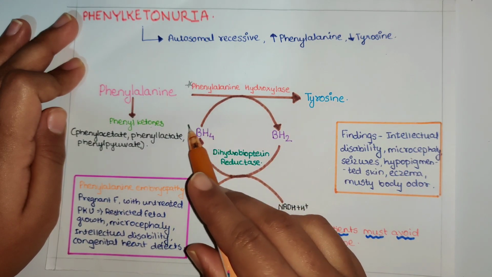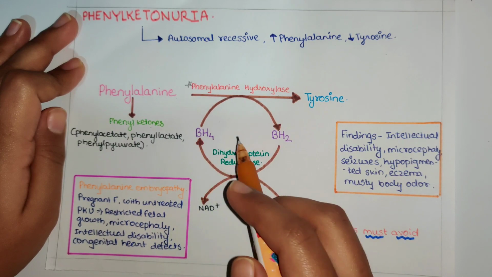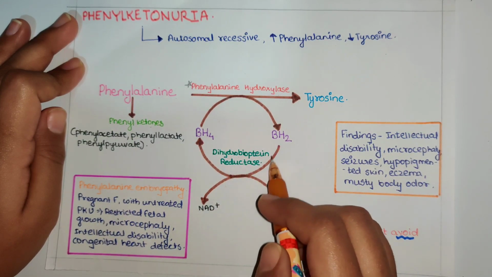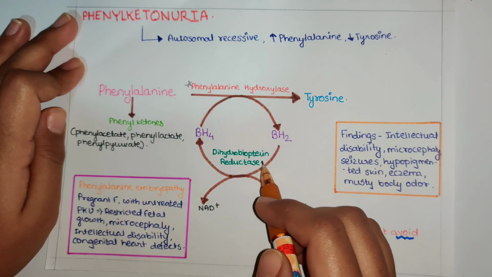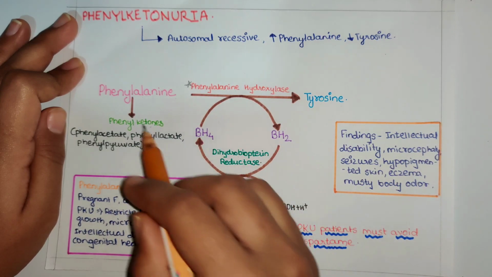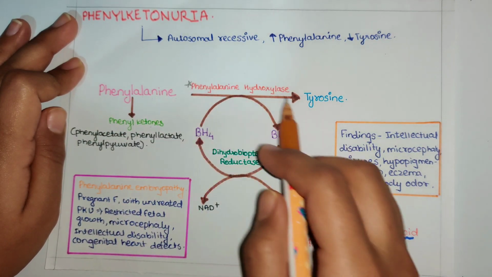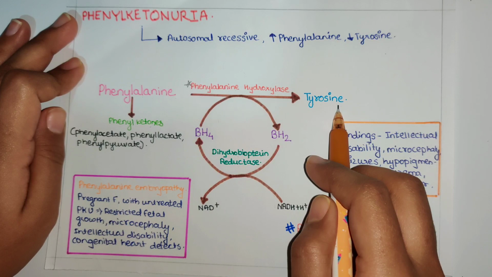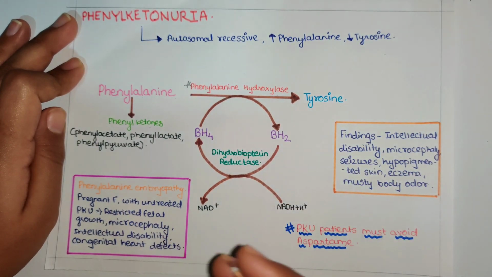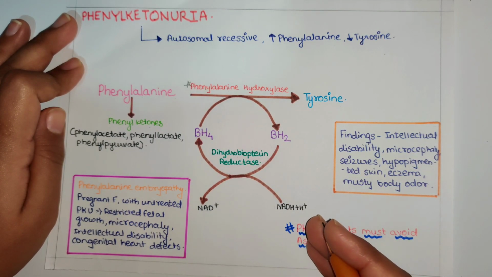Okay, now as I told you, BH4 is a cofactor. So if we have deficiency of BH4, or even if we have a deficiency of dihydrobiopterin reductase, we are going to have the same result, which is increase in phenylalanine and decrease in tyrosine. So that is what is happening in phenylketonuria.